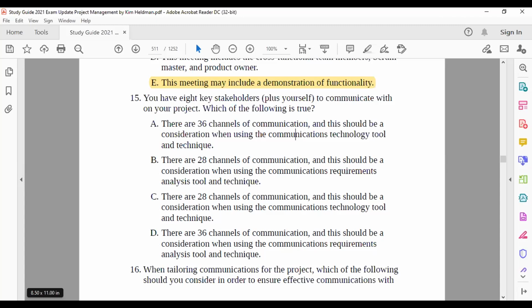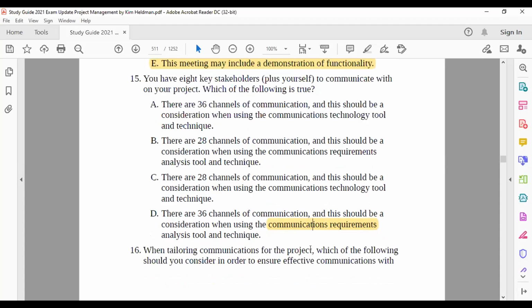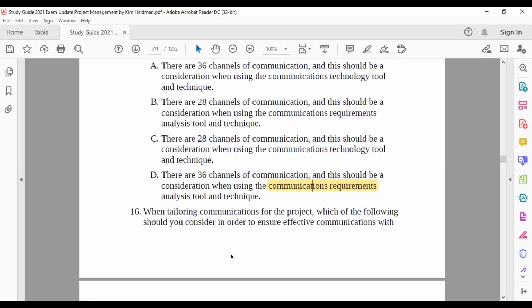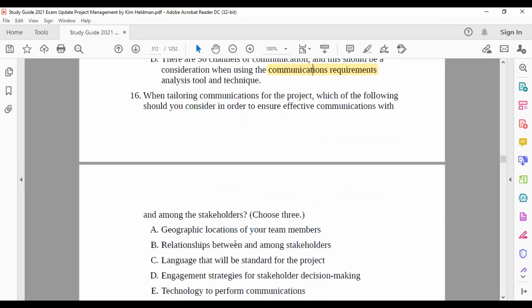No, D is correct because it contains communication requirements also. Just one word, Sir, as I said. I thought of D and then I changed it to A because it says analysis in technique too. Everything was correct, yes, but just one was different.